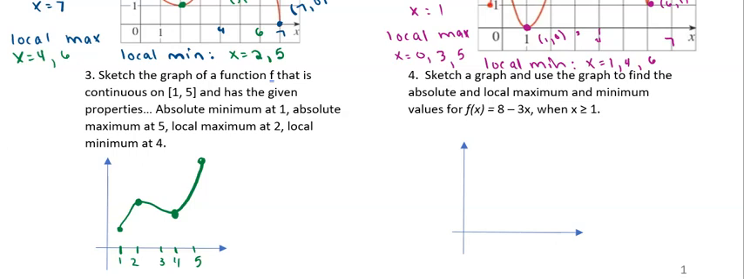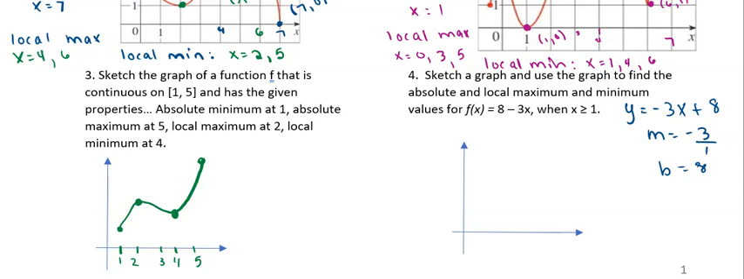All right, let's try number 4. Sketch a graph and use the graph to find the absolute and local maximum and minimum values. So now we have an equation. I'm going to rewrite this equation. We could rewrite this as y equals negative 3x, and this was a positive 8, so plus 8. If we do that, we can see our m is negative 3, or negative 3 over 1, and then our y-intercept, so our b value, is 8.